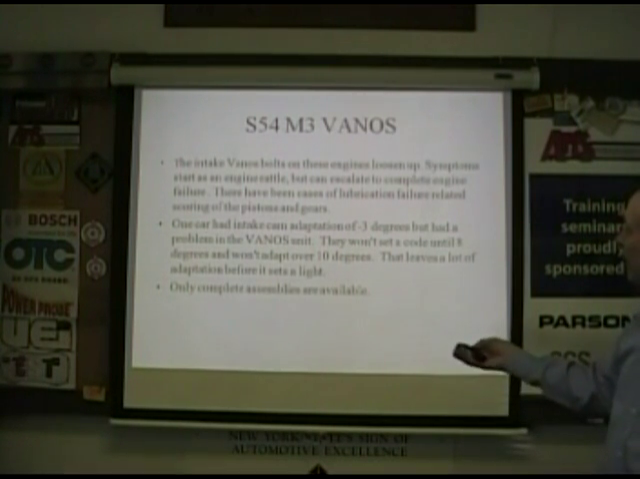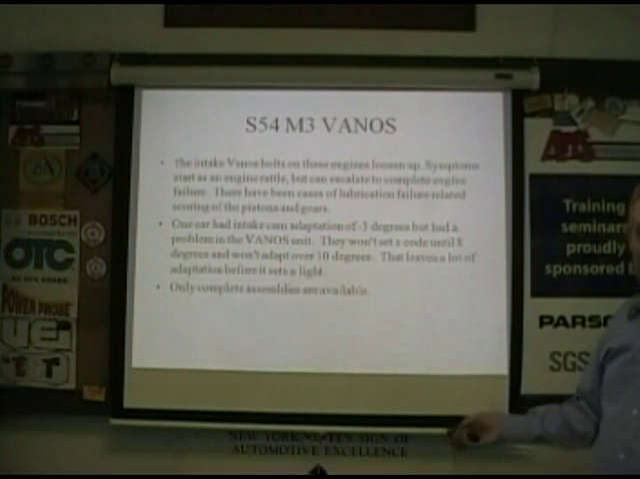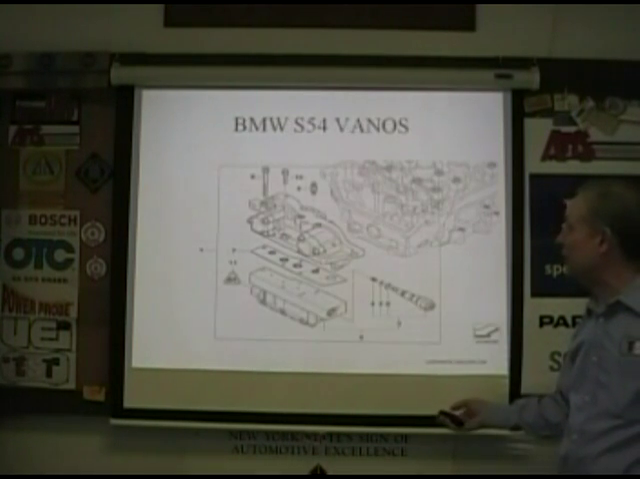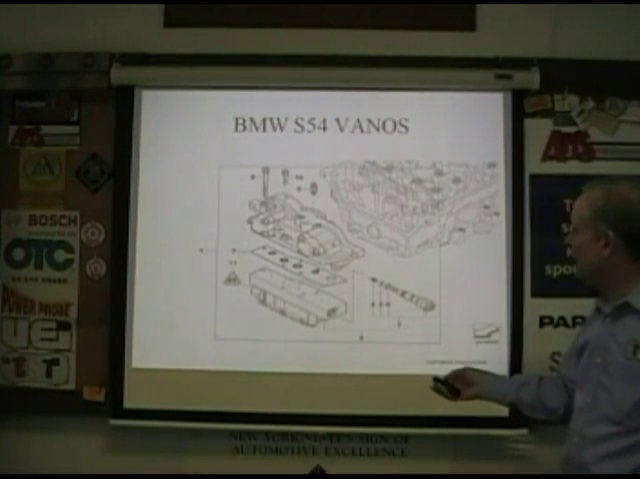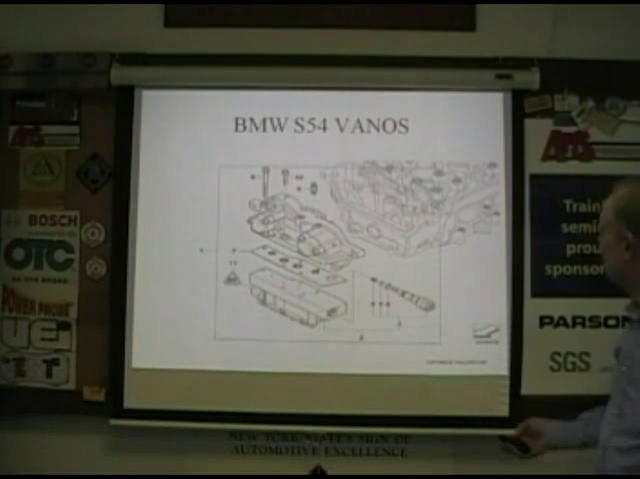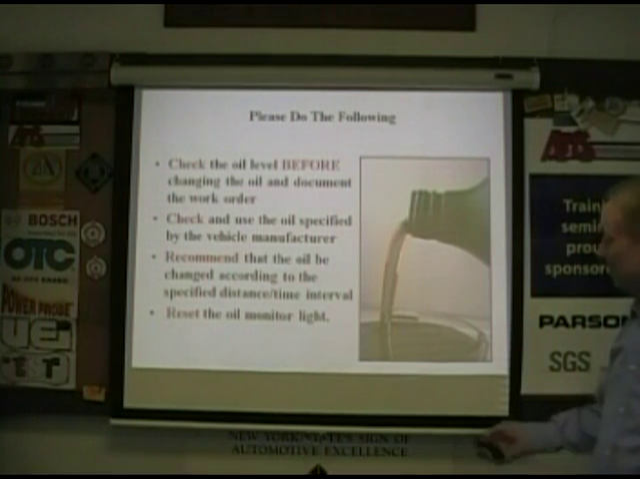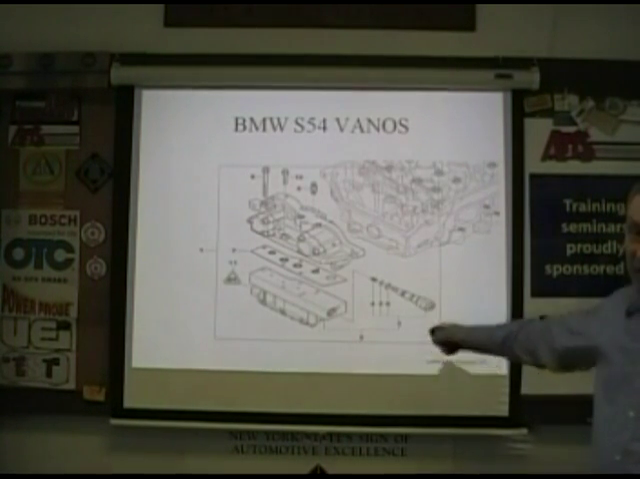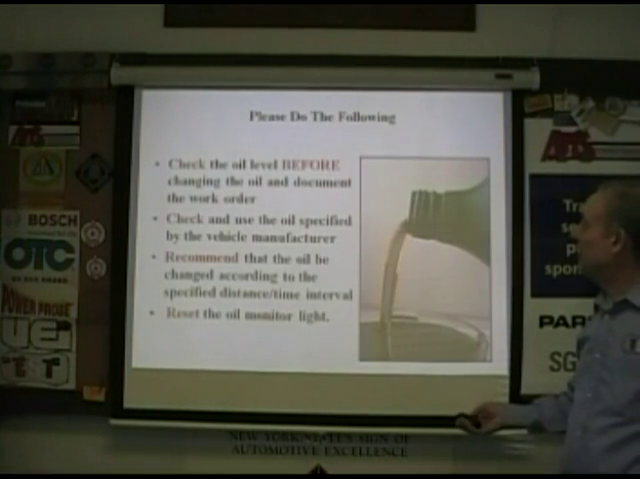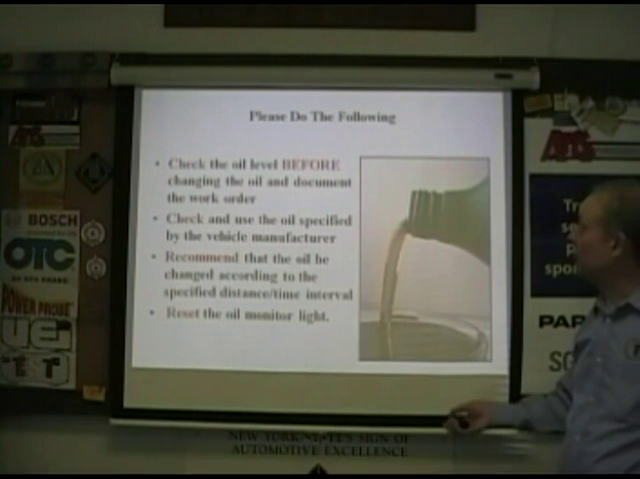Here's the thing. It won't set a code until it's done quite a bit of adaptation. So you need a scan tool. You need a factory level, a high level scan tool to be able to actually read this stuff. And only complete assemblies are available. You can't get a rebuild kit from anybody on this particular one. There's a blow up of it, a lot of parts, but other than the bolts that hold it on, you can't get the pieces. And by the way, they run an accumulator on this that's a separate piece that has had issues. Another reason not to use the wrong oil or to forget changing it.